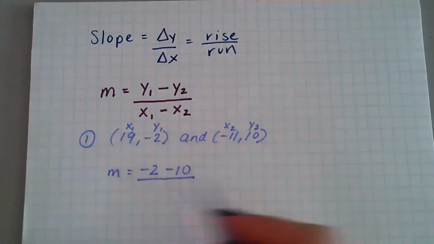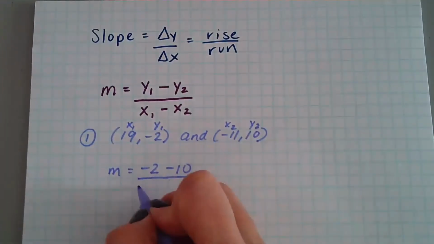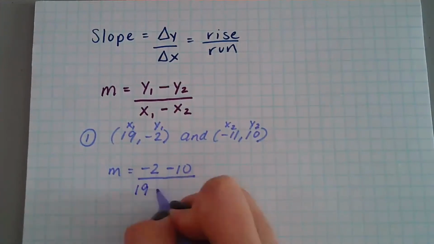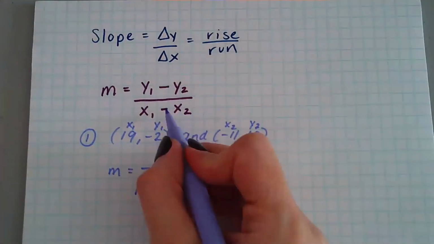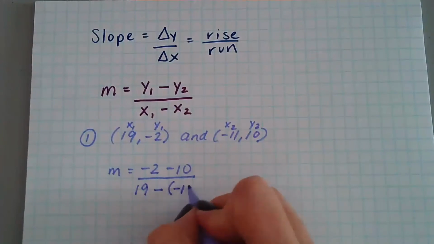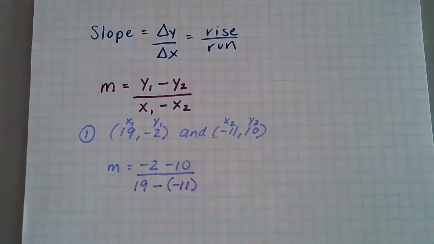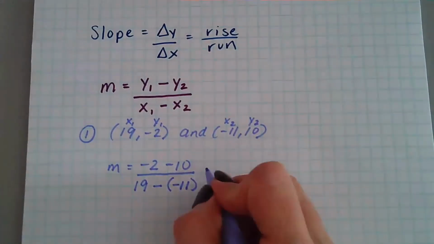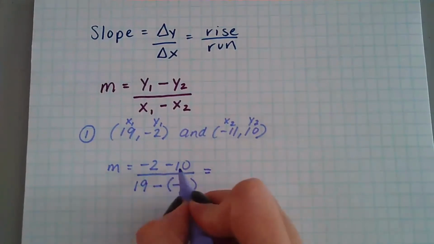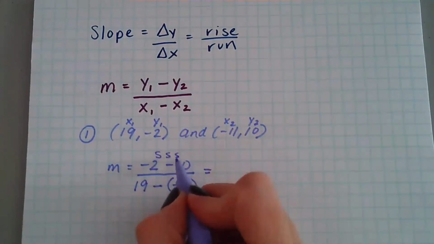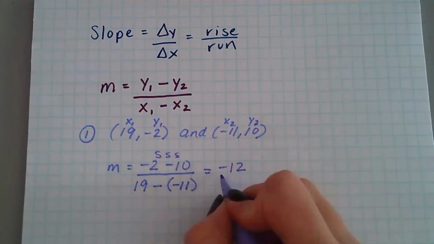Now be really careful when you're subtracting negatives. This is a really common mistake. 19 minus, the formula tells me to subtract, but I'm subtracting a negative. So you need to have that double negative, otherwise you're going to get the wrong answer. -2 minus 10, this is same sign sum, add and keep the sign, -12.